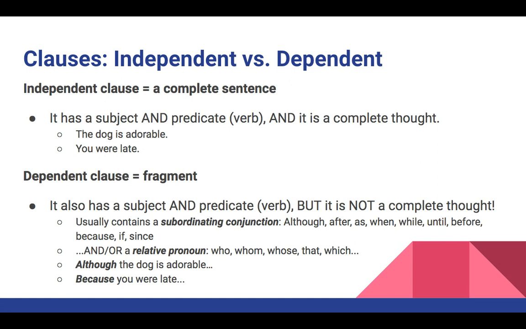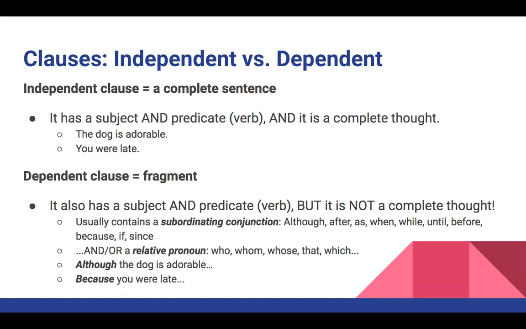You were late. We have the subject you and we have the verb were. And I'm telling you a complete thought. What were you? You were late. All right. Now we have dependent clauses. These are fragments. These also have a subject and a verb, but they're not a complete thought.